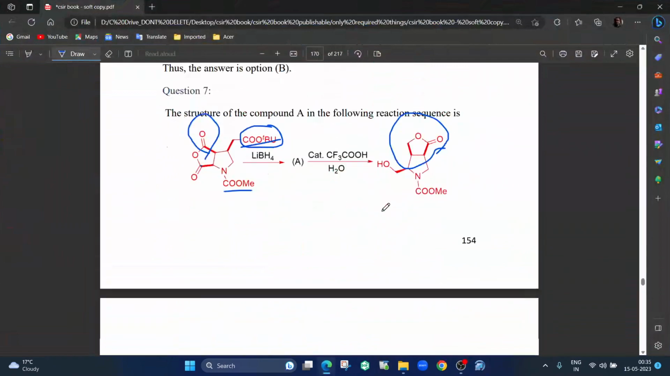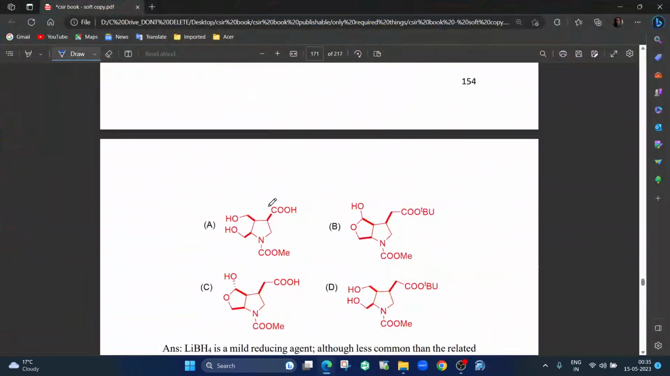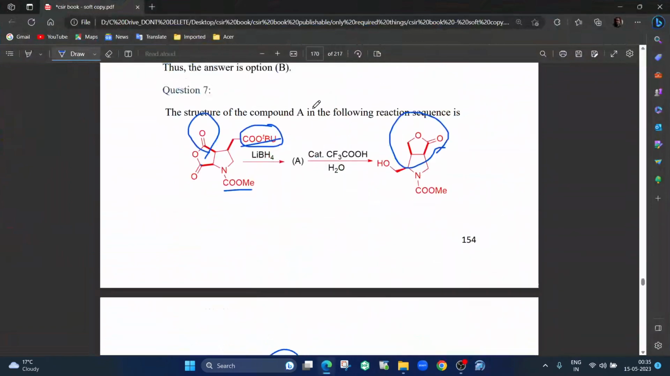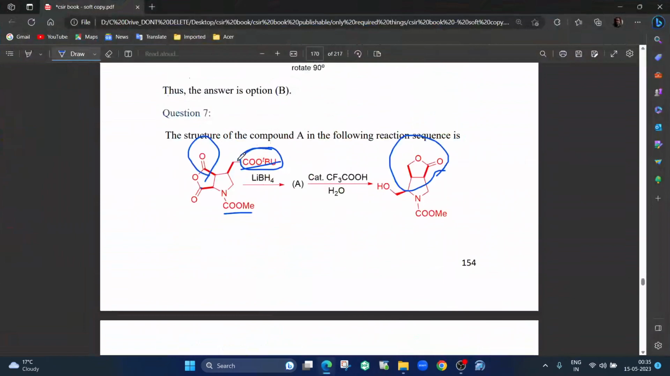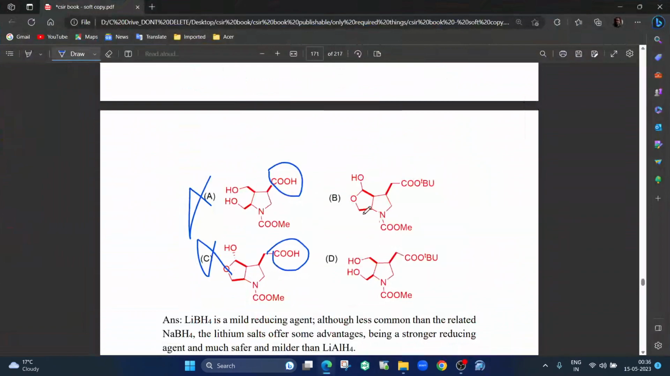So that's the idea. If you look at A, what you're getting here is COOH, and even in C you're getting COOH. So clearly this cannot happen, because LiBH4 is not H3O plus. It will not hydrolyze esters to carboxylic acid. It will reduce esters to CH2OH. So we can straight away neglect A and C, right? Now what about B and D? So this looks okay because this can probably reduce this.